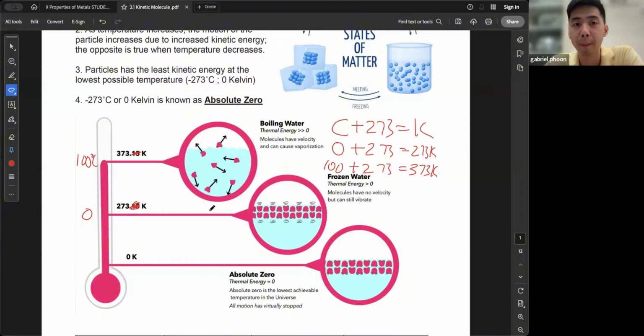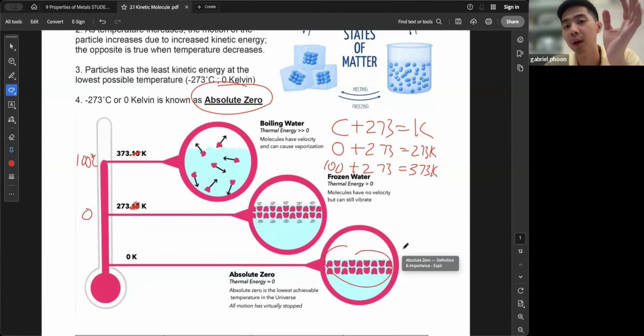Ignore it. Okay? So actually there is a temperature known as absolute zero, where it is the lowest possible temperature achievable. It is so low that it is assumed that the particles seem like they stop moving. Although they seemingly stop moving, it's not 100% stop moving. They will still vibrate very, very slowly, guys.